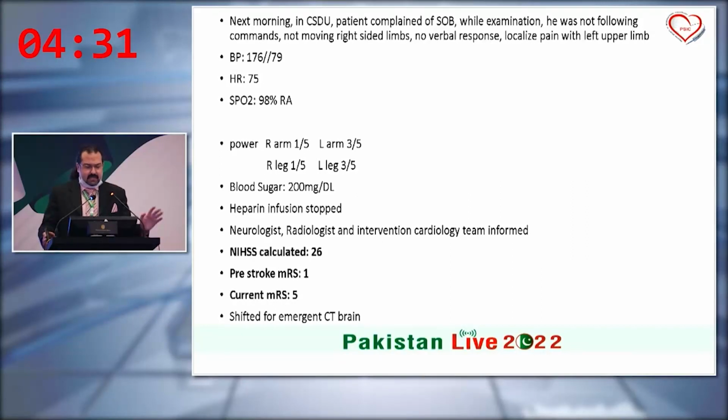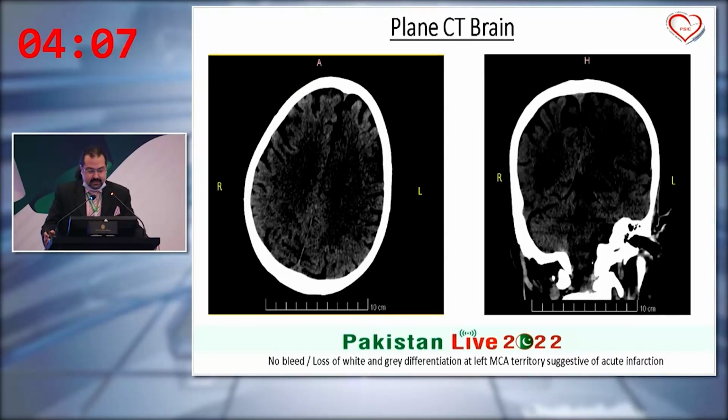So the team immediately stopped his heparin infusion, and our stroke intervention team, including the neurologist, the radiologist, and the interventional cardiology team, were all involved and brought on board. His NIHSS was calculated and came to be 26, considering that his pre-morbid modified Rankin score was 1. So he was shifted to the radiology department for an emergent CT scan.